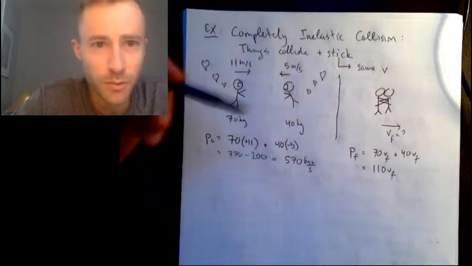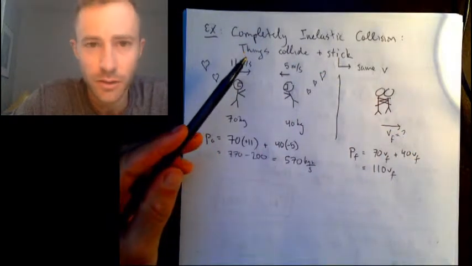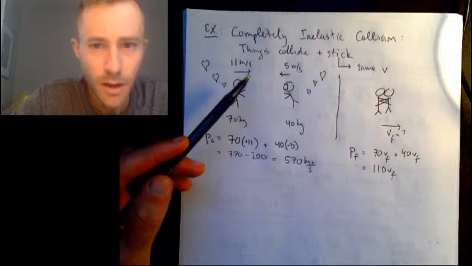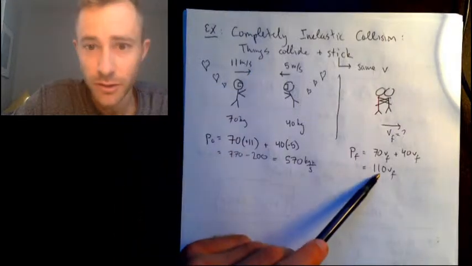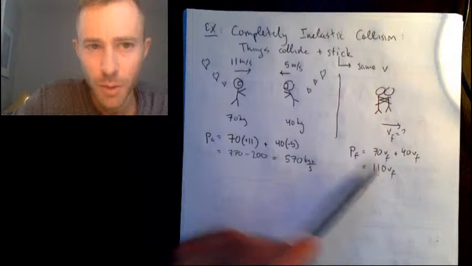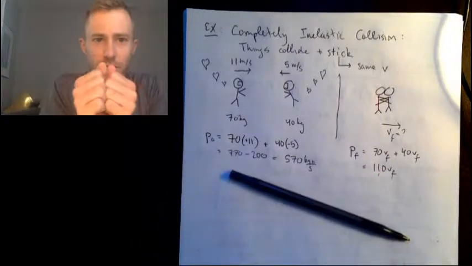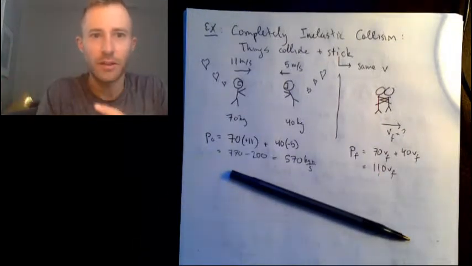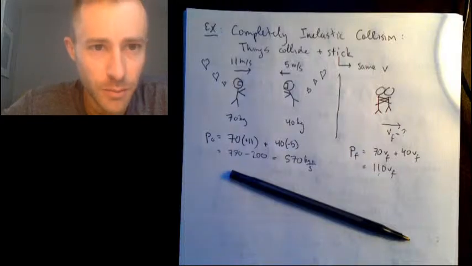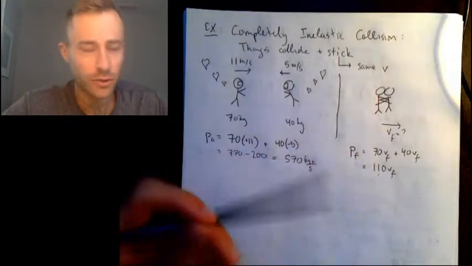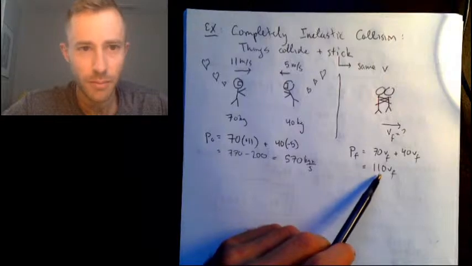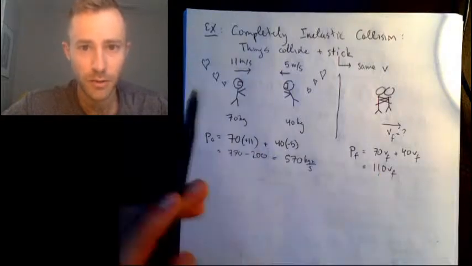In future problems where we do completely inelastic collisions, I will just immediately go to this step. So from the standpoint of momentum, when two things are together, we just add their masses and think of them as a single object. Okay? So in the future, I'll just go directly to that step for the final momentum.